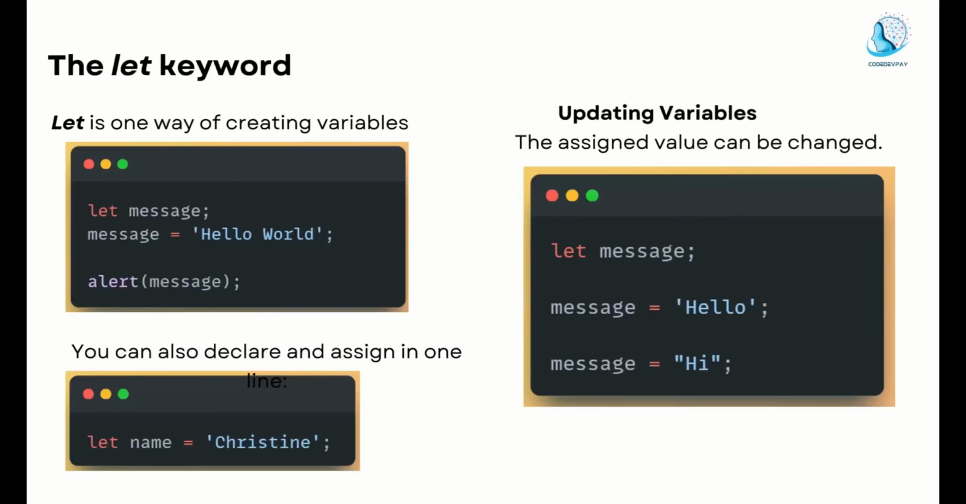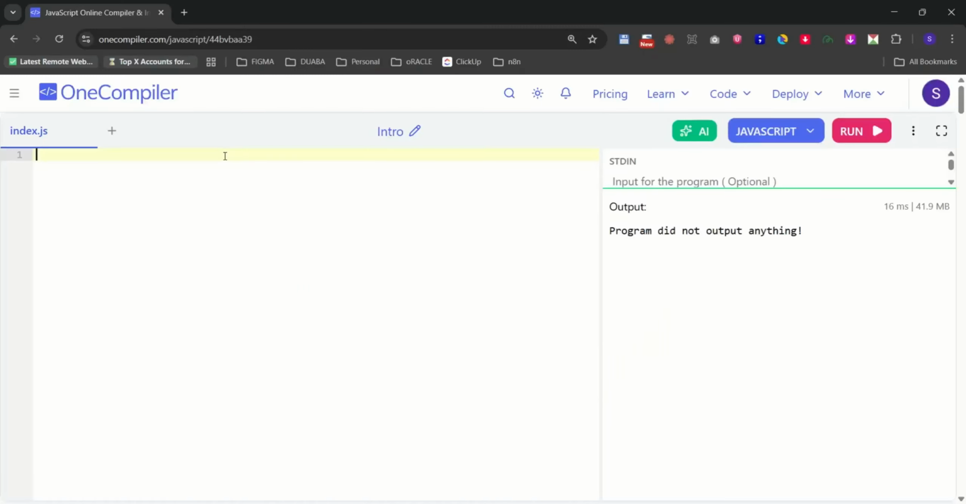Let's look at the let keyword. Let is one way of creating variables. Let's look at an example in our compiler. Let's declare a variable using let. We say let message, and we will initialize our variable with a value. We say message is equal to hello world. When we initialize a variable, it means that we provide a value to the variable. In this case, we type hello world, which is stored in the message variable.